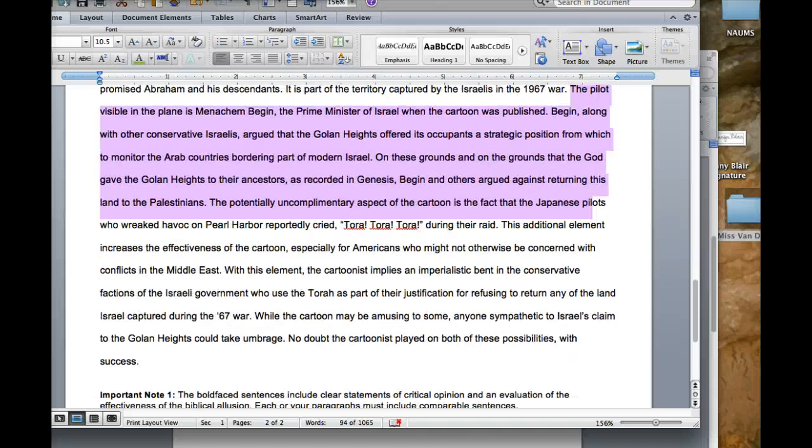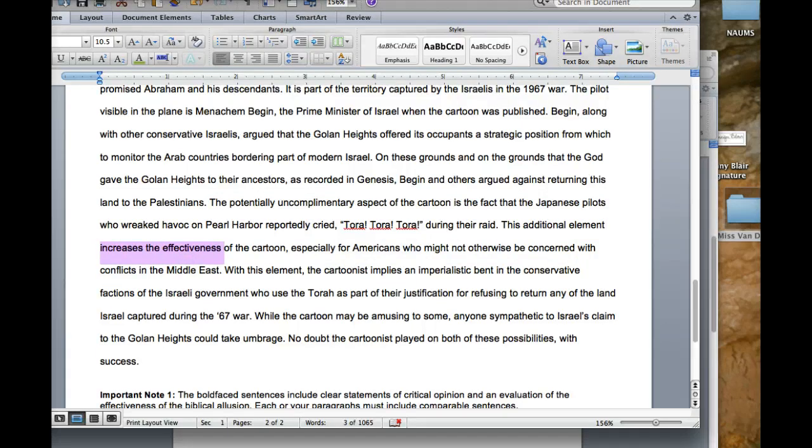And so here we go with the critical part of the response. The potentially uncomplimentary aspect of the cartoon is the fact that the Japanese pilots who wreaked havoc on Pearl Harbor reportedly cried, "Tora, Tora, Tora," during the raid. This additional element increases the effectiveness of the cartoon. So this is your critical response.